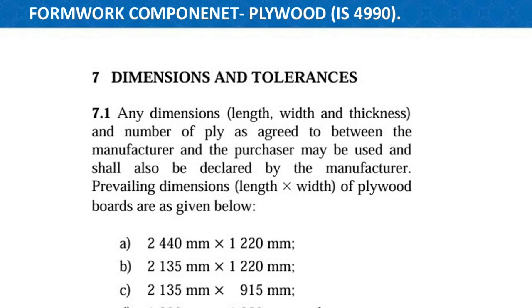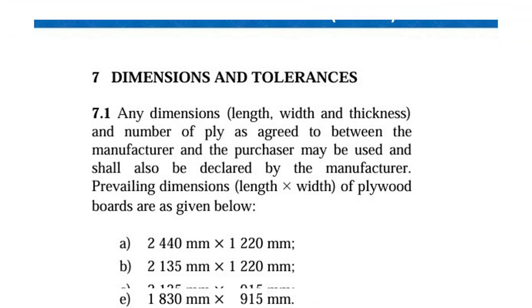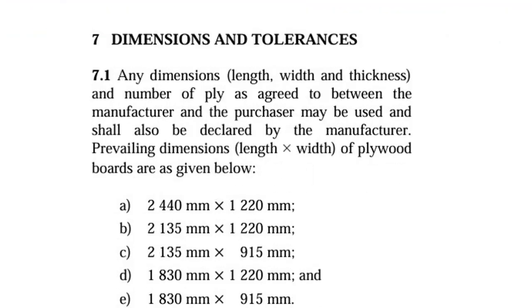Prevailing dimensions of the plywood board are as given: 2440 into 1220, that is the normal one or the widely used plywood shutter board dimension. But you can also use 2135 into 1220, 2135 into 915, 1830 into 1220, 1830 into 915. So these are the given guidelines or dimensions that plywood can be used in. But any other shape or size can also be formed, as agreed between the manufacturer and the purchaser.